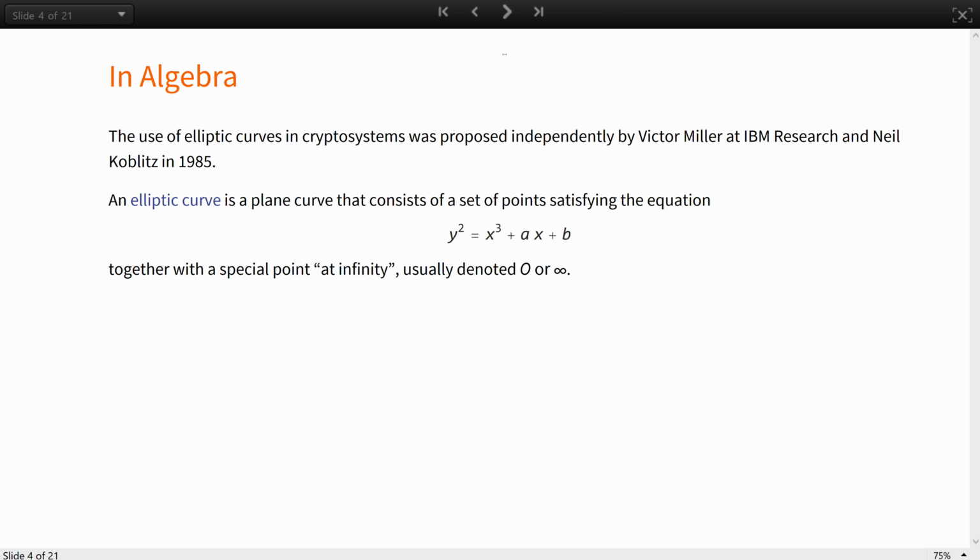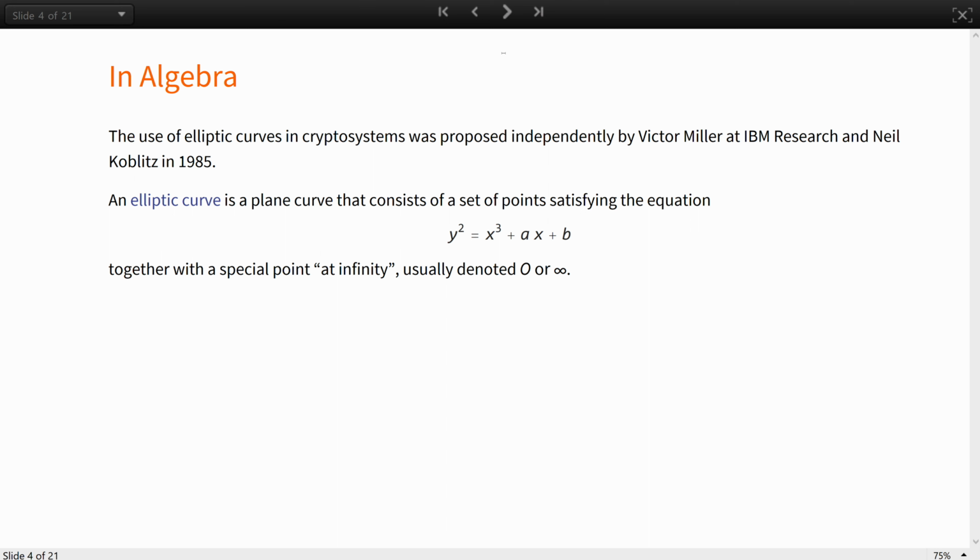Elliptic curves have been objects of intense study in number theory for at least a century. The use of elliptic curves in cryptosystems was proposed independently by Victor Miller at IBM Research and Neil Koblitz in 1985. Elliptic curves may come in many forms.